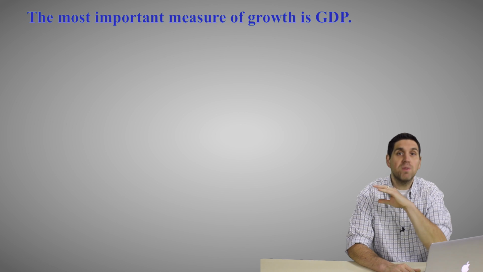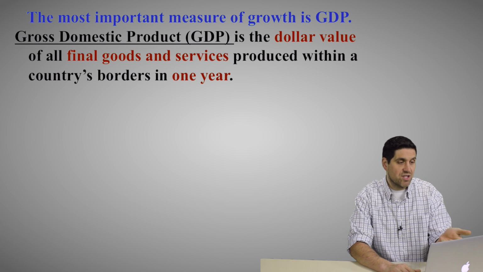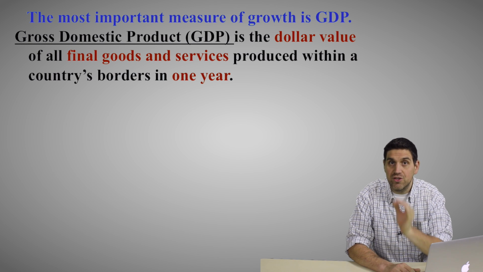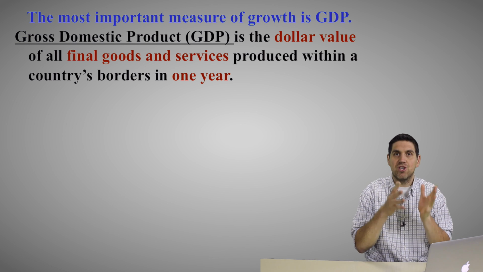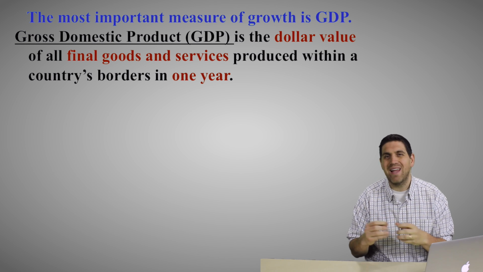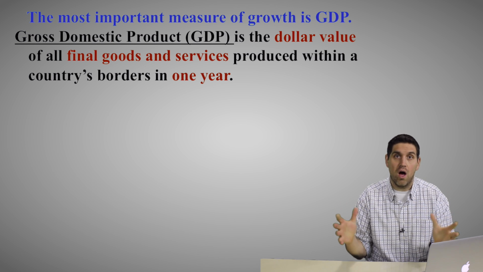Let's talk about the first goal, promoting economic growth. Now, the most important measure when it comes to growth is GDP, or gross domestic product. It's the dollar value of all final goods and services produced in a country in 1 year. Now, keep in mind, it's the dollar value. It's measured in dollars, not in numbers of chickens and cars and nails produced. It's the value of all that stuff.